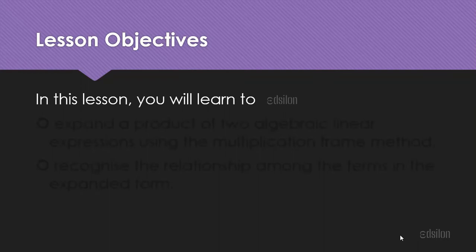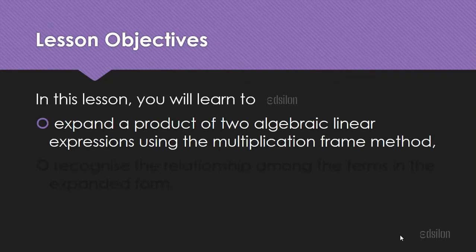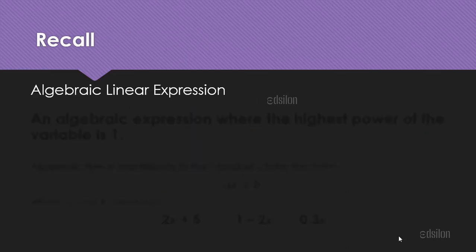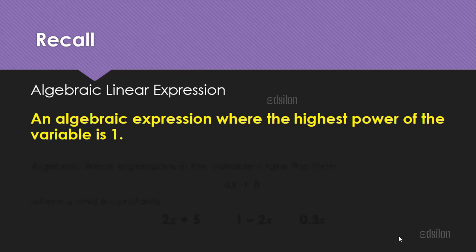In this lesson, you will learn to expand a product of two algebraic linear expressions using the multiplication frame method and recognize the relationship among the terms in the expanded form. Let us now begin by recalling what an algebraic linear expression is. It is an algebraic expression where the highest power of the variable is 1.